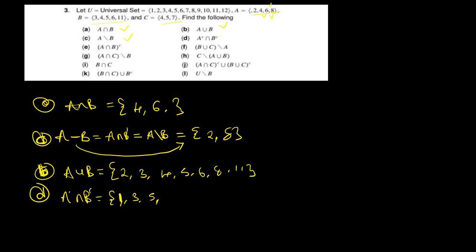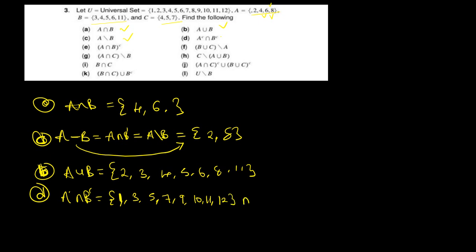Then next I'll put 7. 7 should be there. 8 is found in A. I'm listing only things that are not found in A. That's the meaning of A complement. So I'll put 9 there. I'll put 10, I'll put 11, then I'll list 12.